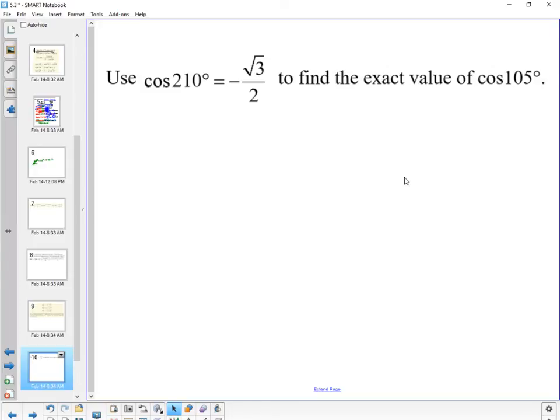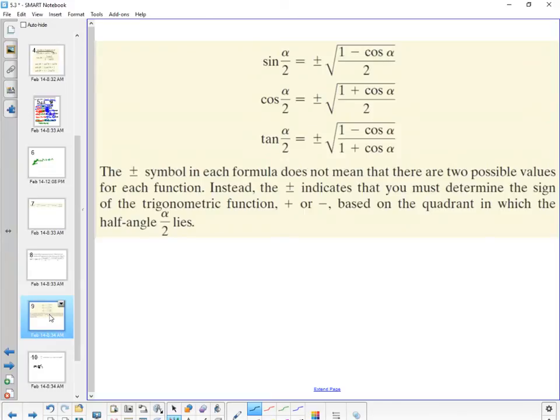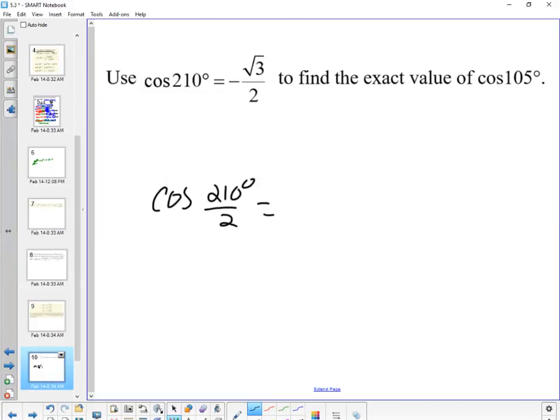Okay, so let's commentate. They want us to find the exact value for cosine 105. They've given us that the cosine of 210 degrees is negative radical 3 over 2. So what we're trying to find is cosine 210 degrees divided by 2, which is 105, correct? Yes. And what is my formula? It'll be cosine half, plus or minus the square root of 1 plus cosine A, all over 2. So this will be radical 3 over 2.